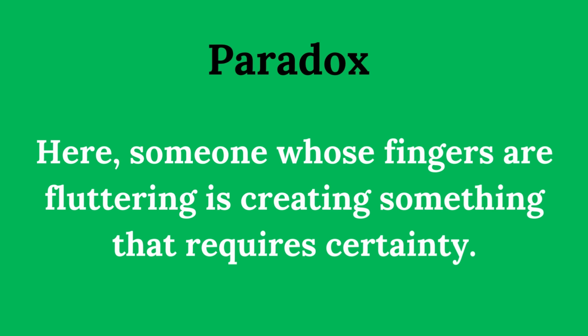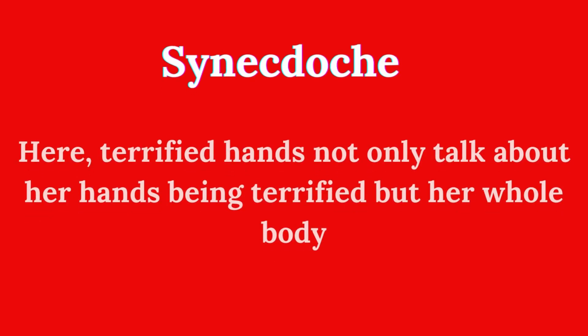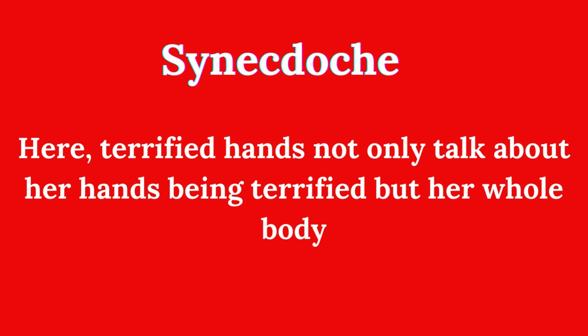So let's see paradox here. Aunt Jennifer's fingers are fluttering, but she's creating something that requires certainty. She's embroidering the tigers in the panel. So this is paradox. And contrast. Here two different contrasting ideas are expressed. That is, Aunt Jennifer is weak, whereas the tiger which she is embroidering is brave enough. So this is contrast.